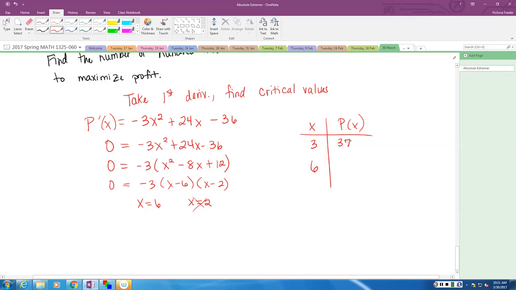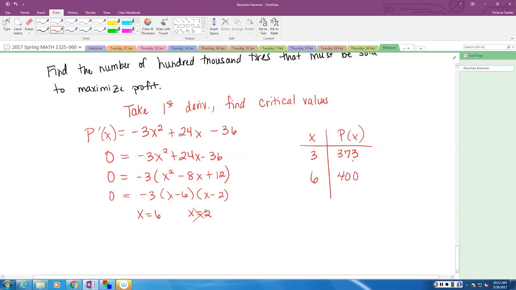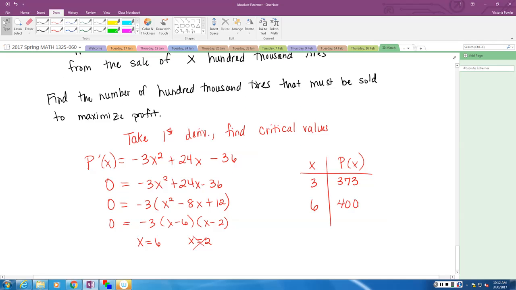Okay, 373. Okay, so in terms of what this actually means, I've sold 300,000 tires, and that gives me a profit of 373,000, I think, right? Okay. And so if selling 600,000 tires, what's the profit? 400,000. Okay. So then how did you write this as my conclusion?